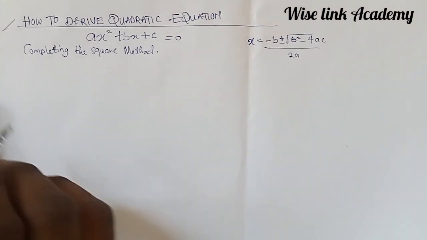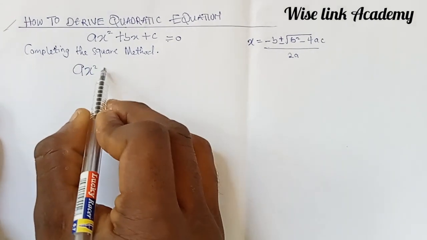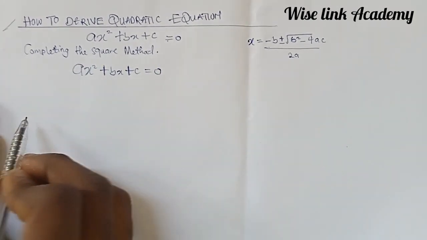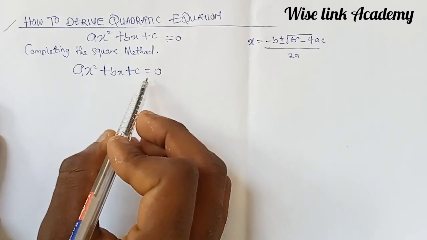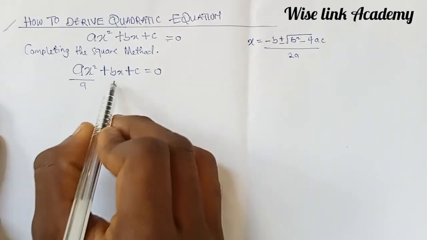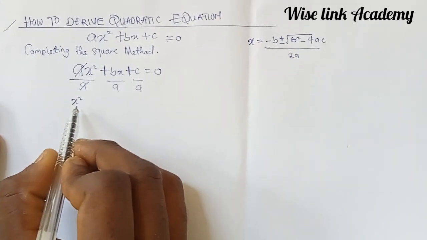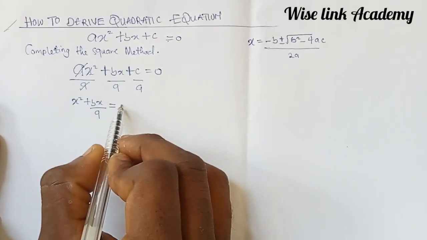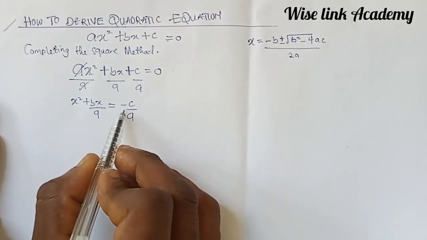Proceeding, if I want to use the completing the square method to solve this, I'll have ax squared plus bx plus c equals 0, isn't it? Now divide both sides by the coefficient of x squared, which is a. So you cancel this out. We're having x squared plus bx over a plus c over a equals 0, and the c over a crosses to the other side and becomes minus c over a.